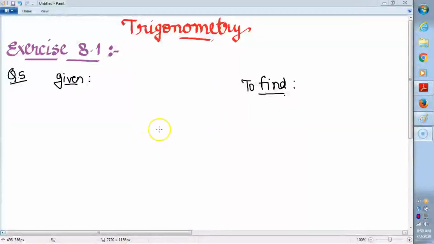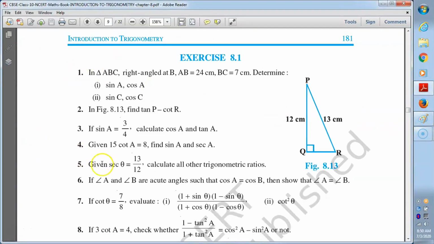Hey guys, let's solve our next question, question number 5 from exercise 8.1. Let's see the question first. Our question is sec theta equals 13/12. Calculate all other trigonometric ratios. So let's start. What is given here?